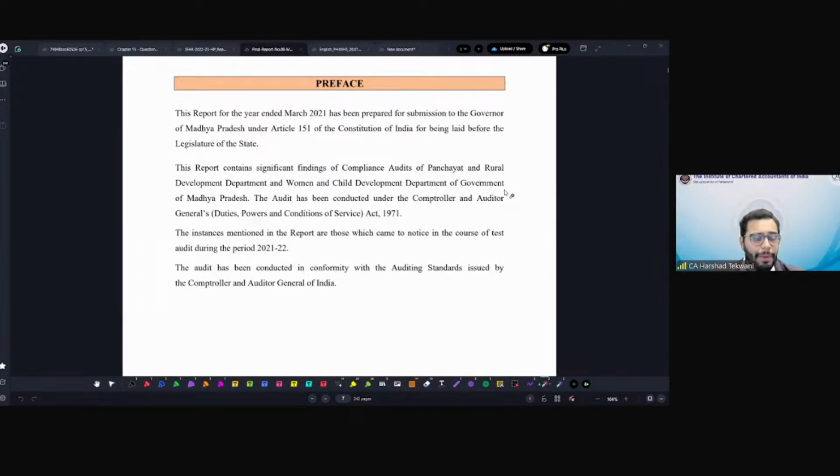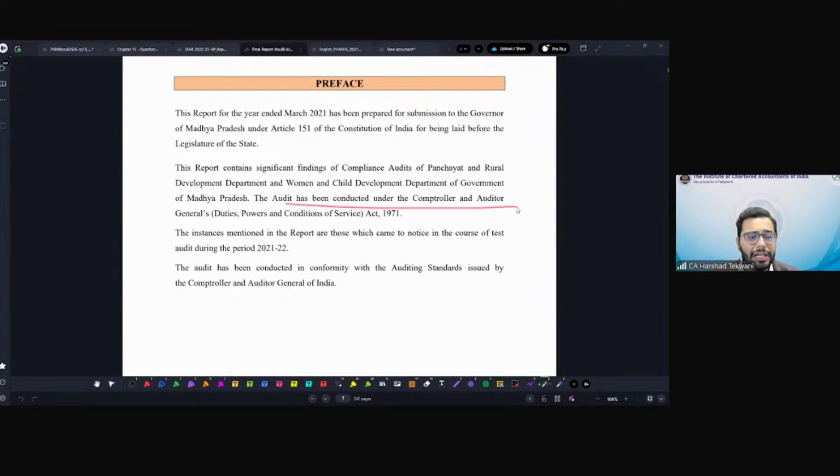See, as I told you, remember that reports are laid before the house, before the state assembly or the parliament. It will be laid in the parliament if it is related to the central government or the Union of India. If it is related to the state, then it will be laid in the state assembly or the legislature of the state. Now, if you see, this report was submitted to the Governor of Madhya Pradesh and laid before the state legislature. So it was laid in the state assembly.